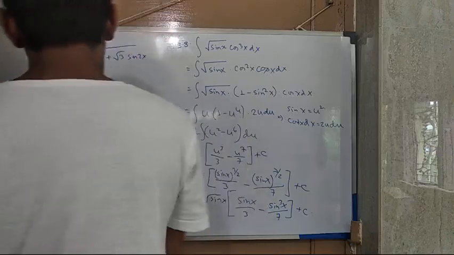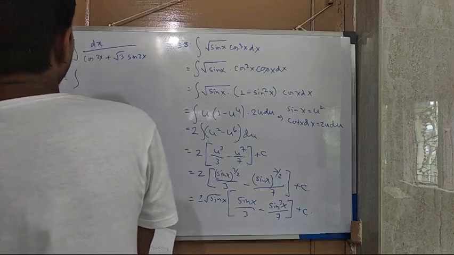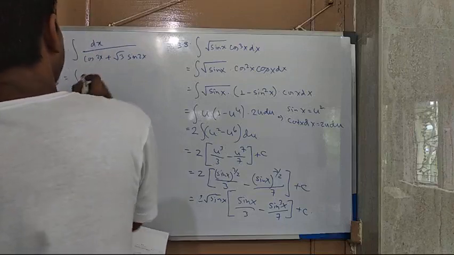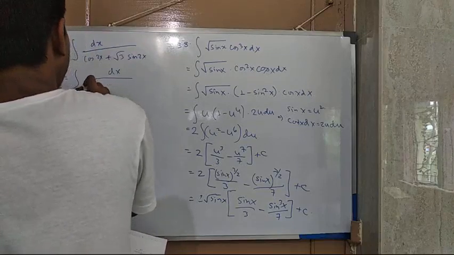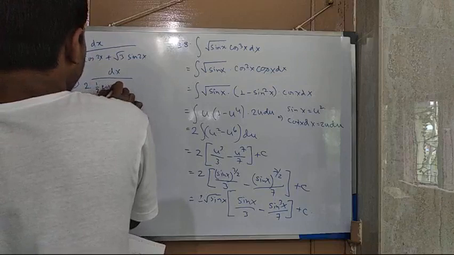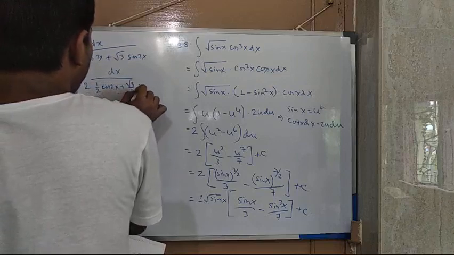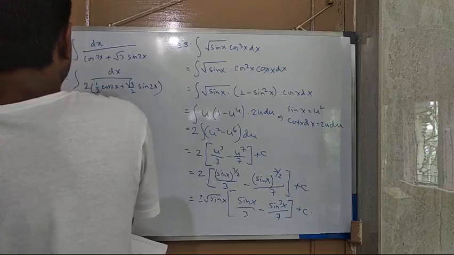Okay, so let's multiply and divide by 2, which is 2 times half cos 2x plus root 3 by 2 sine 2x. So let's take this 2 out.